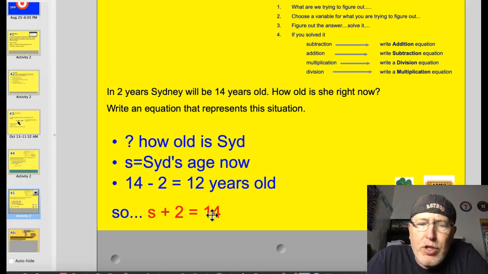It matches the story. And did you notice how I said Sid's age now instead of just saying S plus 2? What does S mean? You have to say or think that so that you understand if you had your equation right.